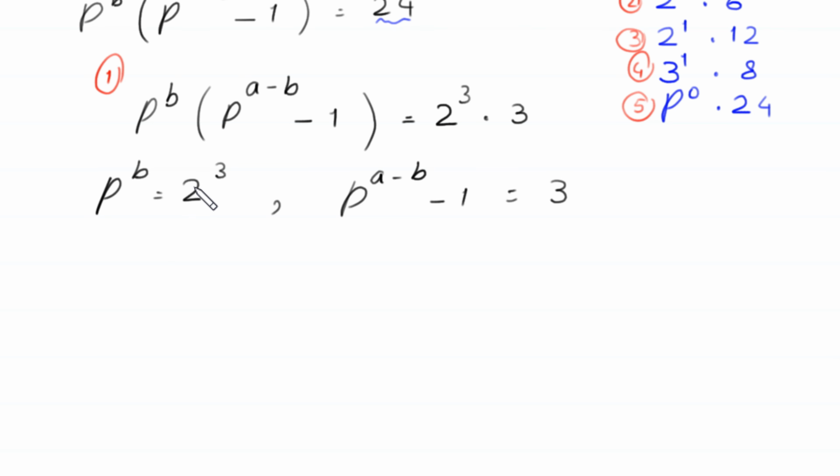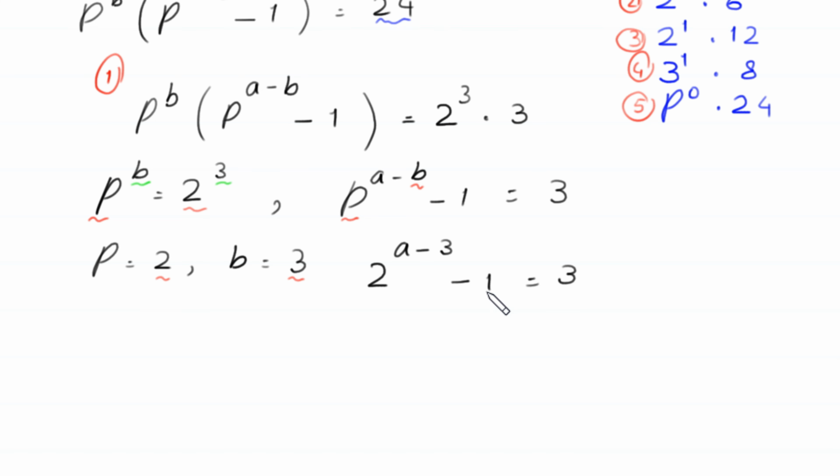Now from this equation, if we compare base with the base and exponent with the exponent, then p will be equal to 2 and b will be equal to 3. Now in this equation we replace this p with this 2, we replace this b with this 3. Then this equation will become 2 to the power a minus 3 minus 1 is equal to 3.